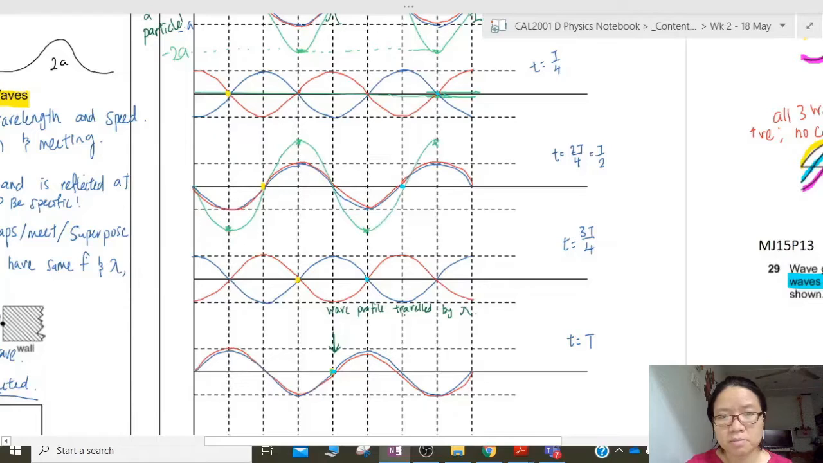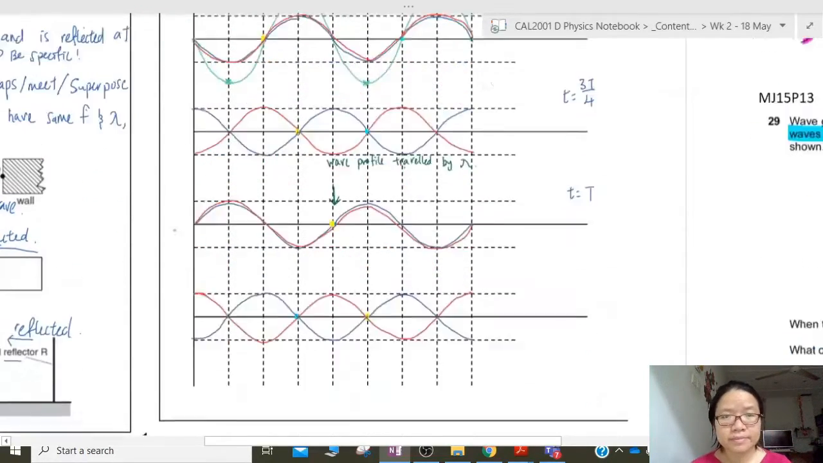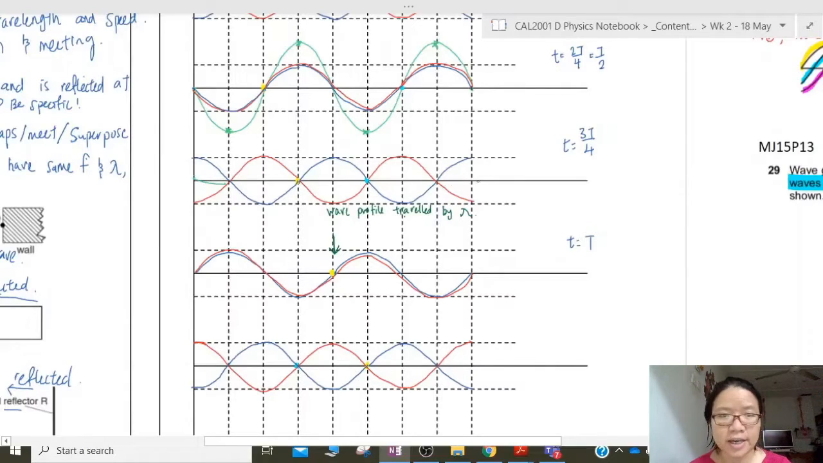But you get this maximum 2A situation happening. All right. Okay, and then the next quarter cycle, they cancel out. The next quarter cycle, they start again.